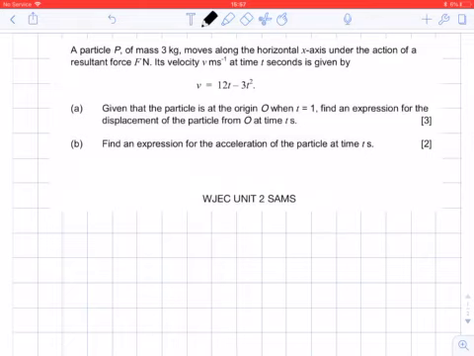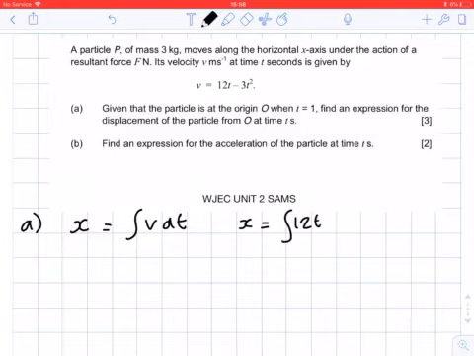So looking at part A, I'm asked to find an expression for the displacement of the particle from O at time t. Now I know that if I've got velocity and I want to find displacement, I need to integrate my expression for velocity with respect to time. So substituting that expression in, I get the integral of 12t minus 3t squared dt.